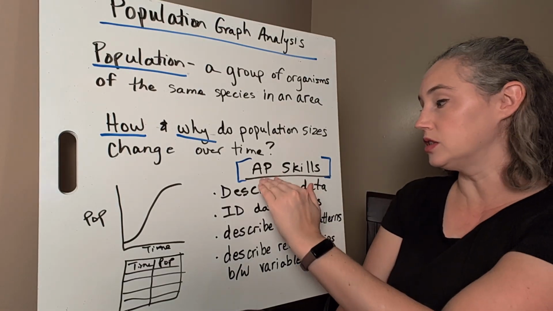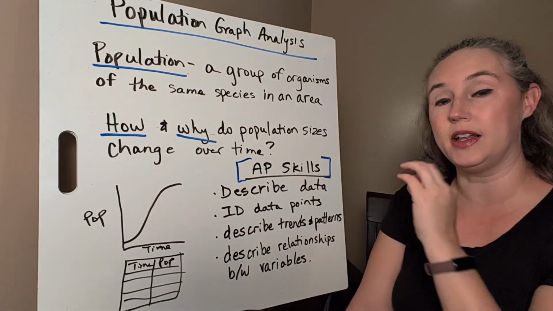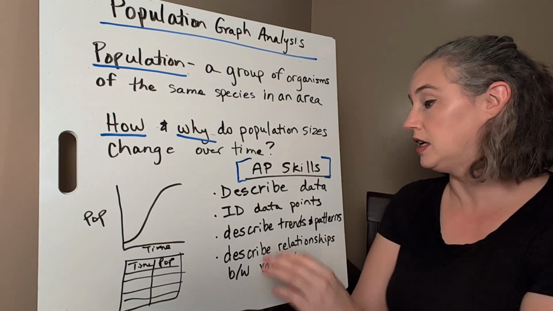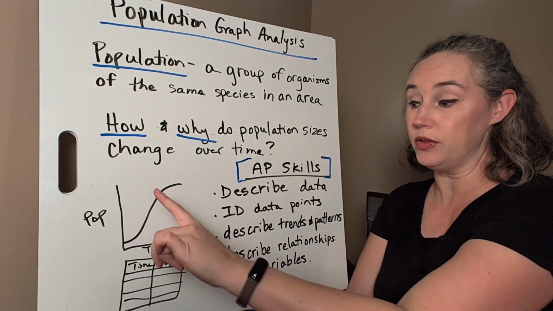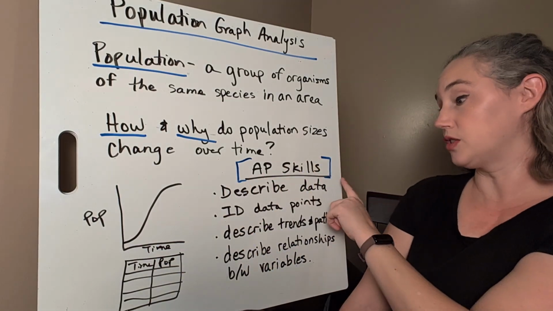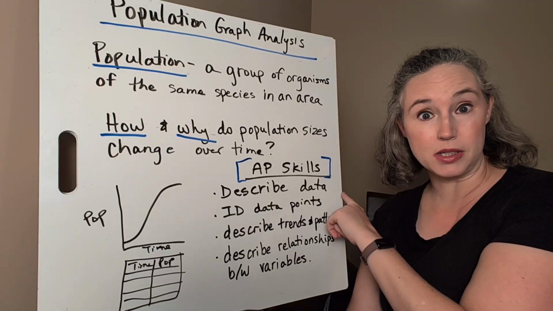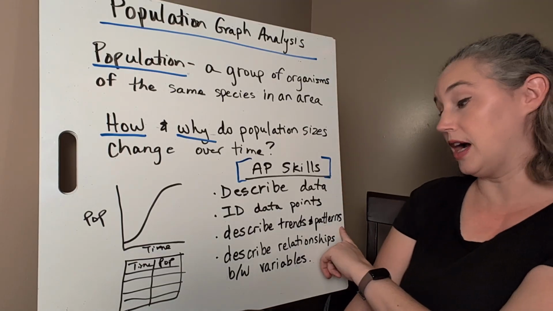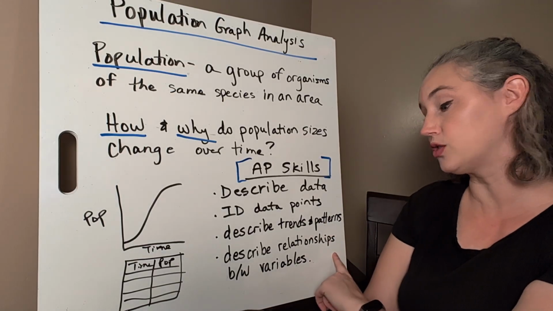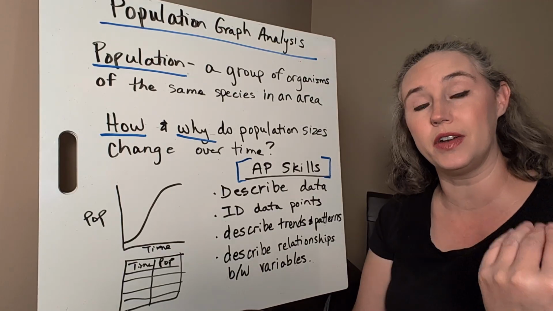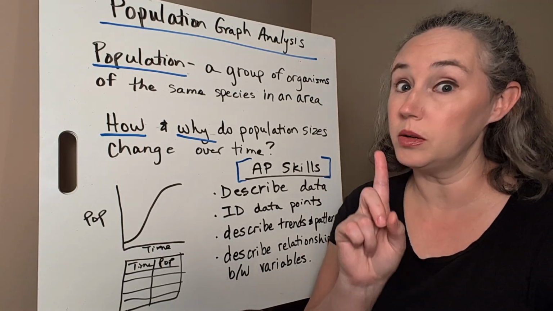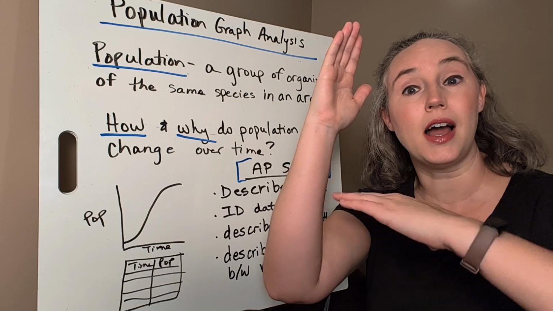The AP skills described in Unit 8 that it's going to require you to do is to be able to look at either a graph or a data table, describe data, identify specific data points, describe trends and patterns, and describe relationships between the variables, which is often, but not always, population size over time.